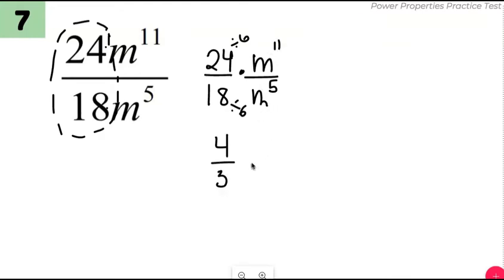Now my m's, I have the same base. I can subtract my exponents. So I get 4/3 m to the sixth power.